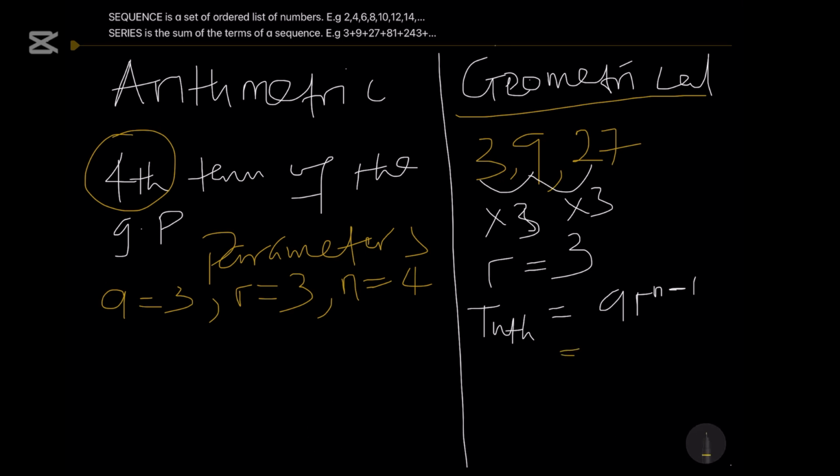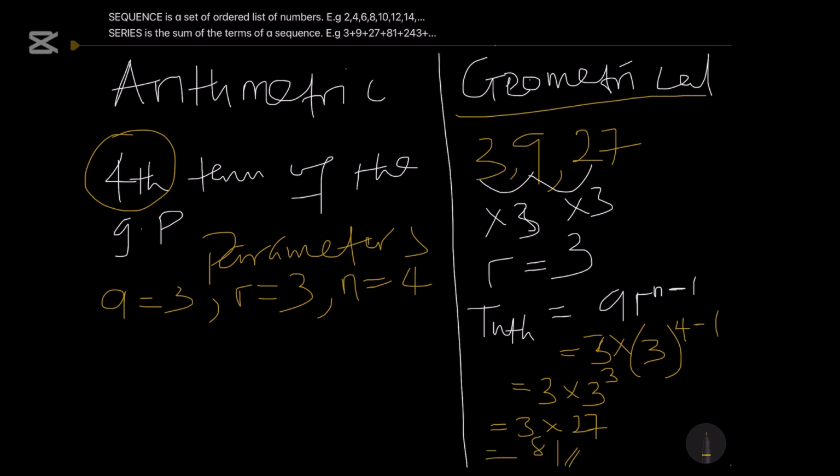we have A, which is 3, multiplied by 3, then raised to the power of 4 minus 1. So this will result to 3 multiplied by 3 raised to the power of 3. So we have 3 multiplied by 27, which results to 81. So meaning our fourth term is equal to 81.